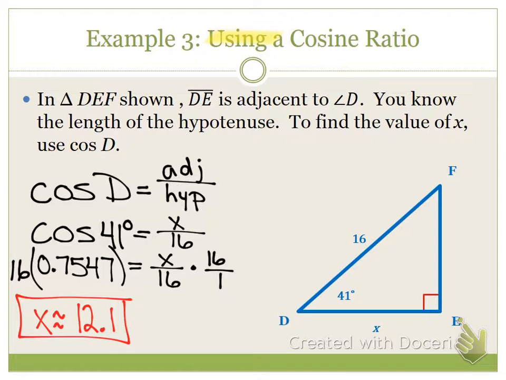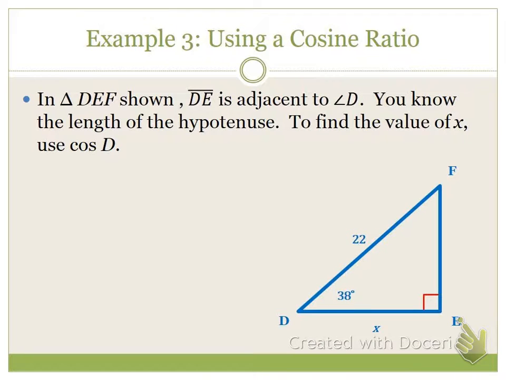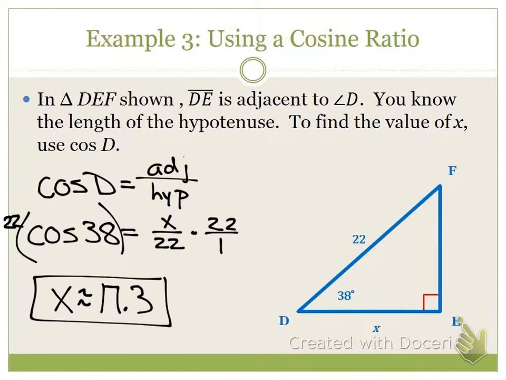You think you could do one? Yeah, you can do one. All right, we're just going to change up the numbers a little bit. All right, raise your hand when you're done. I want to come check. All right. Okay, so cosine of D, again, is adjacent over hypotenuse, cosine of 38. I multiply both sides by 22, and I get approximately 17.3.